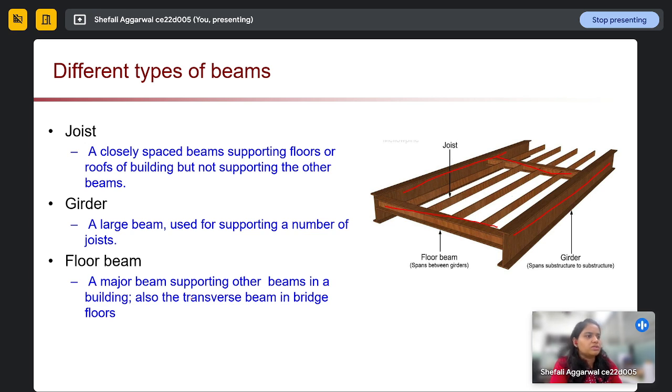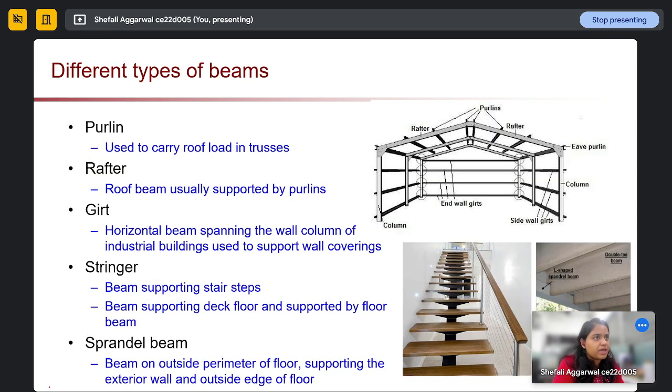So that is a major beam supporting other beams in the building. Next is the purlin. Purlins are normally provided when we are providing trusses to our system, to carry the roof load. So these are different purlins.